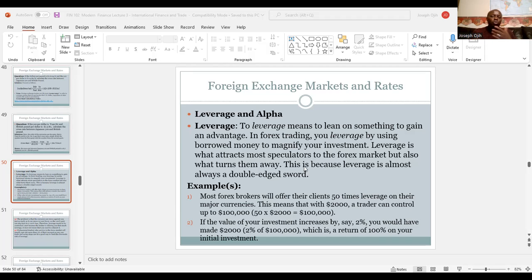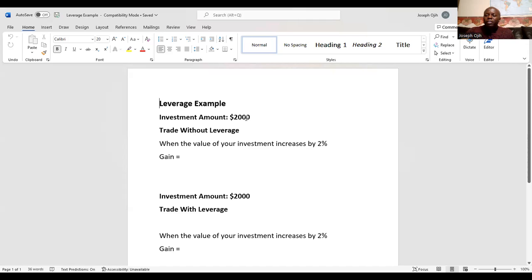So let me show you how it works, because I believe in giving examples. Example is better than precept. Suppose that you have $2,000 you want to invest in currency trading. You want to use it to buy and sell currency. Now, you bought a currency. The size of your investment is $2,000.